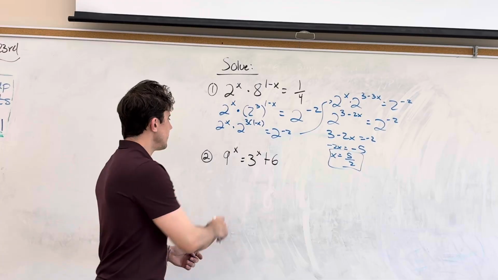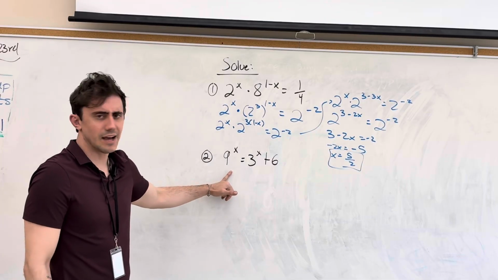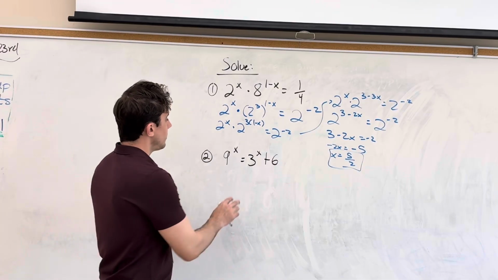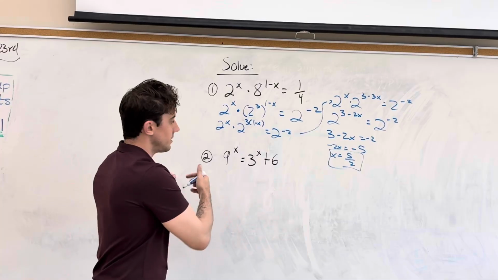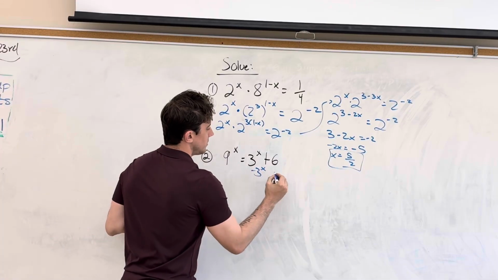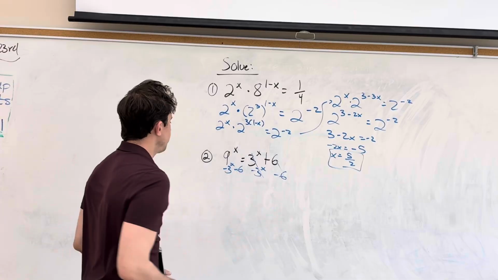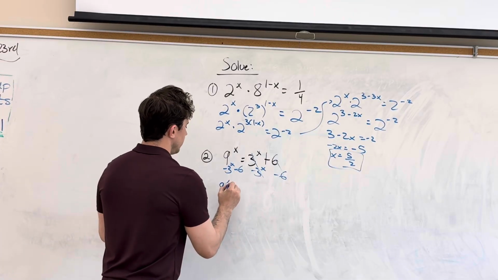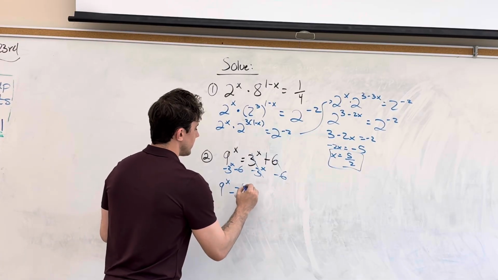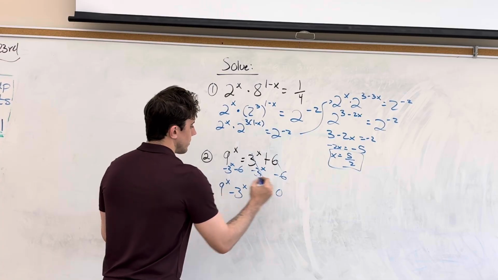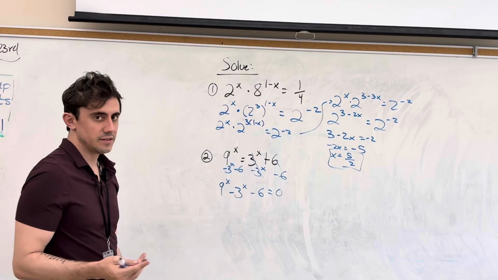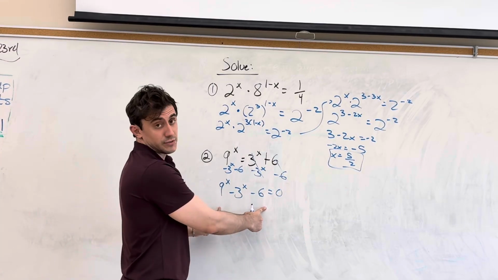Okay. For number 2, this took me a second to understand how it was set up at first glance. What we're going to do is move everything on one side. So subtract as such. So we'll have on the left-hand side 9 to the x minus 3 to the x minus 6 is equal to 0. And now maybe this will start to look like something you've dealt with before.